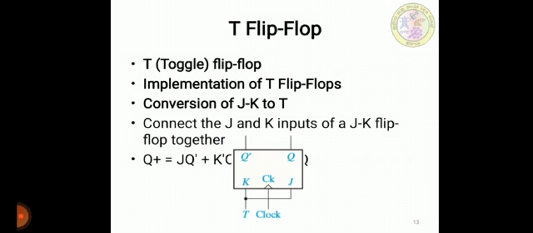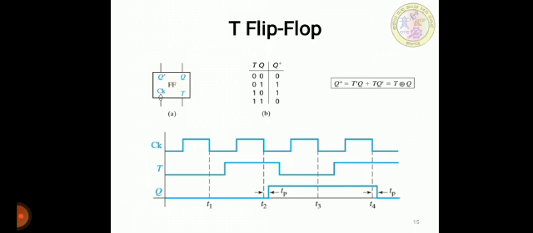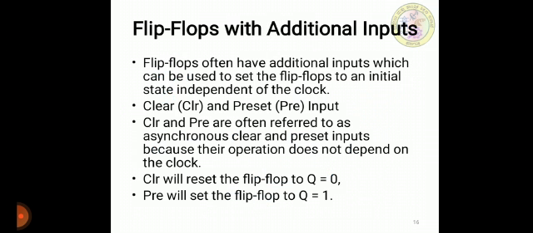Next, we have a T flip-flop. It's a special type of flip-flop which is designed by using a JK flip-flop. We know that at the 1 1 condition in the JK flip-flop, the operation is toggling action, and in the T flip-flop, T stands for toggling action. You can see whenever T is equal to 0, it acts as a memory. But when T is equal to 1, whatever the output is, it will be toggled or inverted.